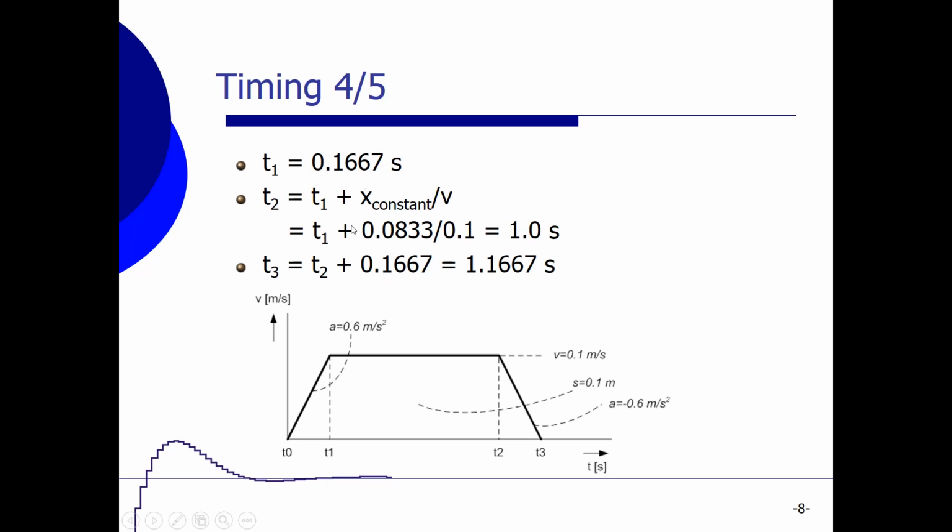So that leaves us with the following timing requirements. T1 is the acceleration time, which was 0.1667 seconds. T2 is equal to T1 plus the position at constant speed divided by that speed. So we end up with 1.0 seconds, T2 over here, and T3 is T2 plus the acceleration time, and we end up at 1.1667 seconds. So that is my timing profile.